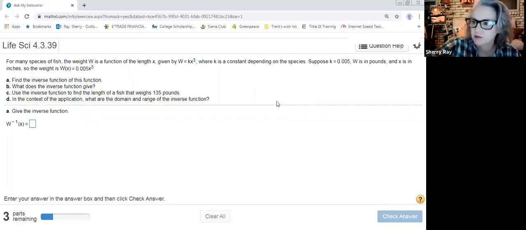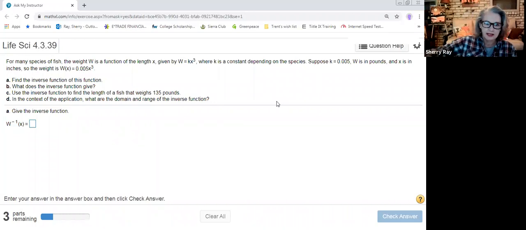Okay, this is section 4.3, number 11. And I'm going to switch over to that problem here. Okay. Yeah, here we go. Try to maximize this as much as I can. It says for many species of fish, I'm going to take a few notes while I read this problem.